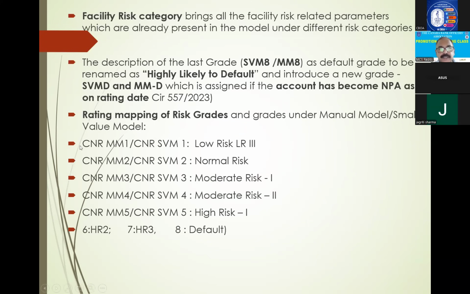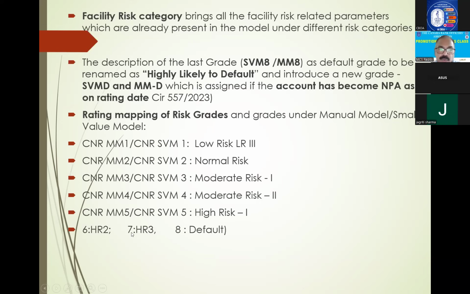And mapping. Manual model 1 or small value model 1 means low risk 3. Manual model 2, small value model 2 means normal risk. Manual model 3, SVM 3, it is moderate risk 1. Manual model 4 and SVM 4, it is moderate risk 2. This is the mapping. Manual model 5 or small value model 5 is high risk 1.